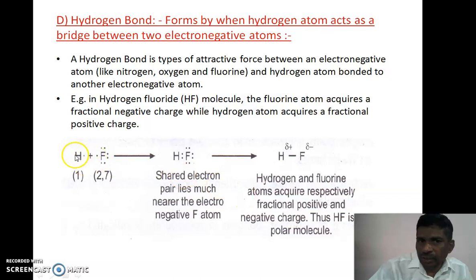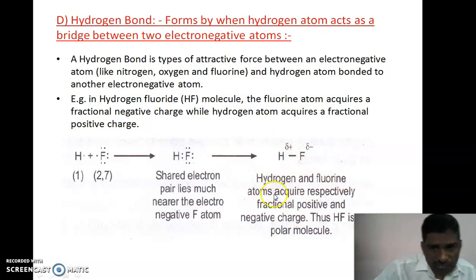Hydrogen has 1 electron, and fluorine has configuration 2, 7, with atomic number 9, so the last orbit has 7 electrons: 1, 2, 3, 4, 5, 6, 7. It requires 1 electron to attain a stable electronic configuration. This 1 electron is shared in the bond, that is HF, but at the time of bond formation, partially positive and negative charges develop on hydrogen and fluorine.